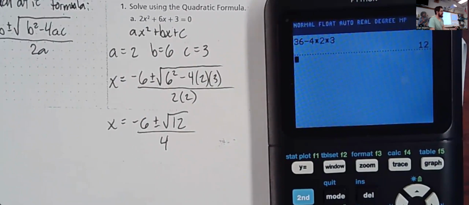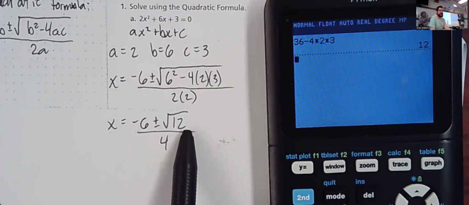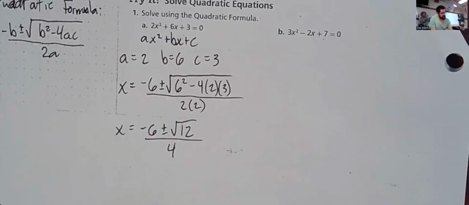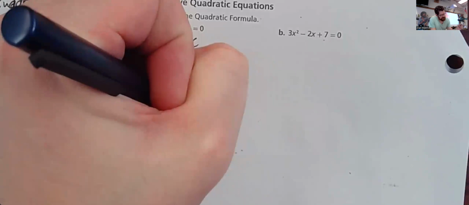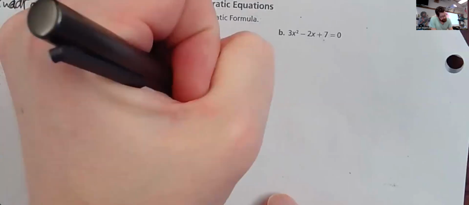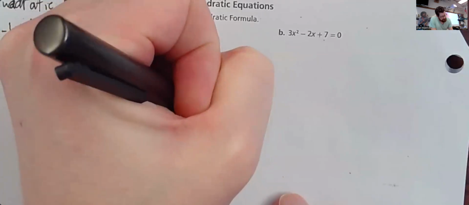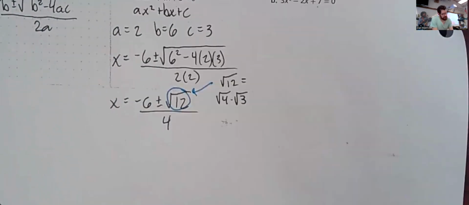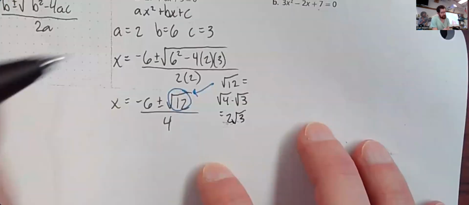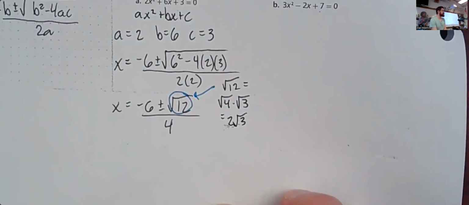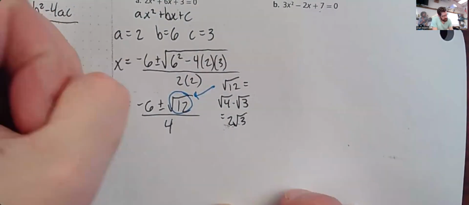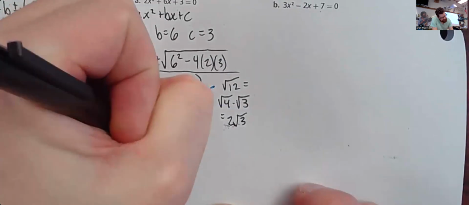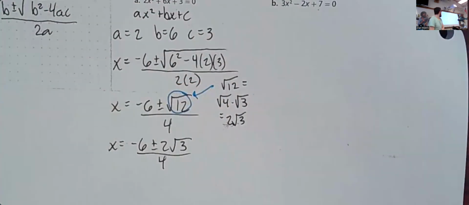And if we can simplify the square root, we should, and we can, because the square root of 12 has a perfect square factor. Let's talk about this for a second. The square root of 12 is equal to the square root of 4 times the square root of 3, because 4 times 3 is 12. Everybody good at that? What is the square root of 4? 2. So this equals 2 root 3. The square root of 12 reduces to 2 root 3. So x equals negative 6 plus or minus 2 root 3 over 4.